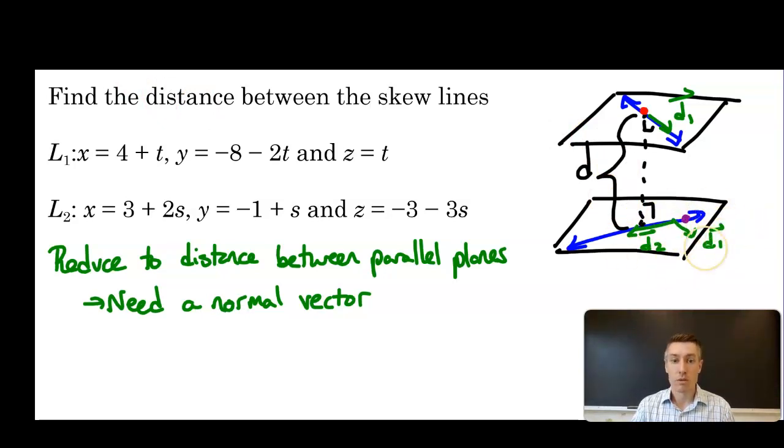We can cross those two direction vectors, and that would give us a normal vector, which we then can move so that it lines up on that distance that we're looking for. And then we can connect. Let's do that. Let's not get too far ahead of ourselves. So we're going to need a normal vector. So cross the two direction vectors.